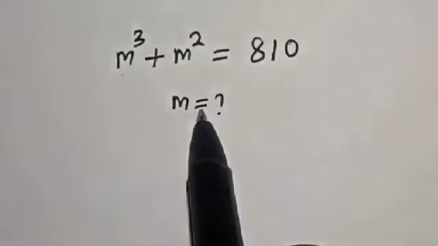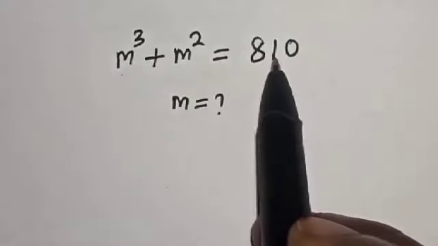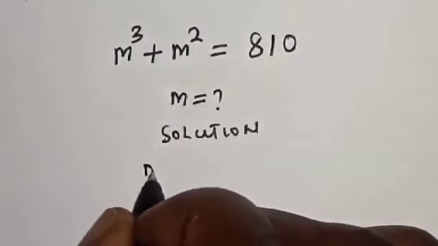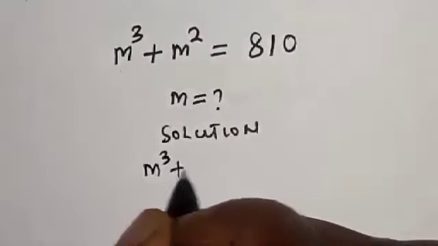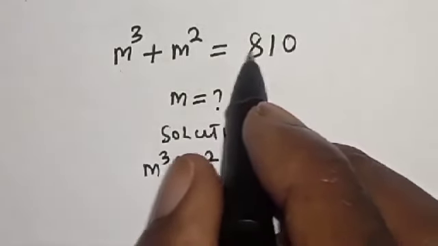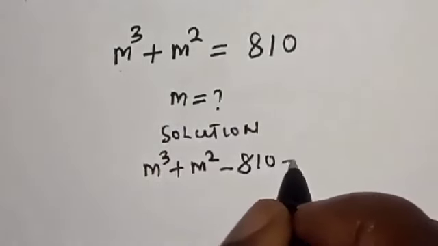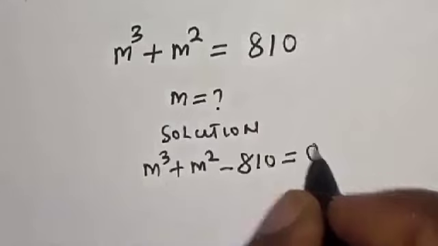Hello, we want to find the value of m from this given equation. m cubed plus m squared is equal to 810. Let's bring it to this side: m cubed plus m squared minus 810 is equal to 0.